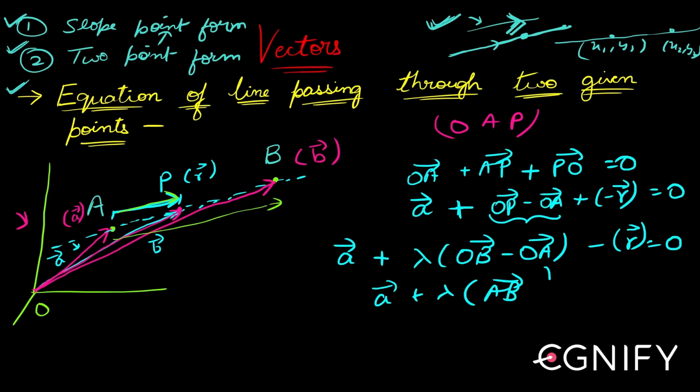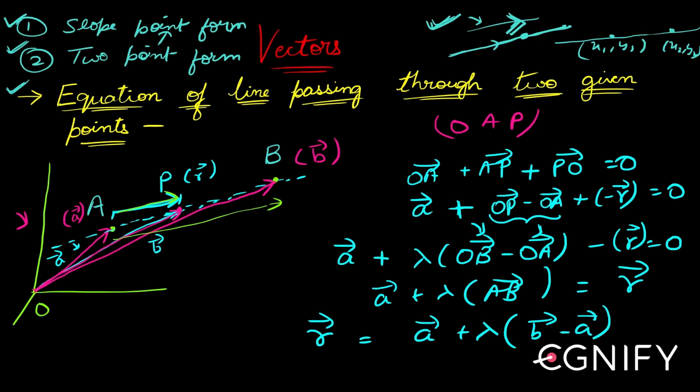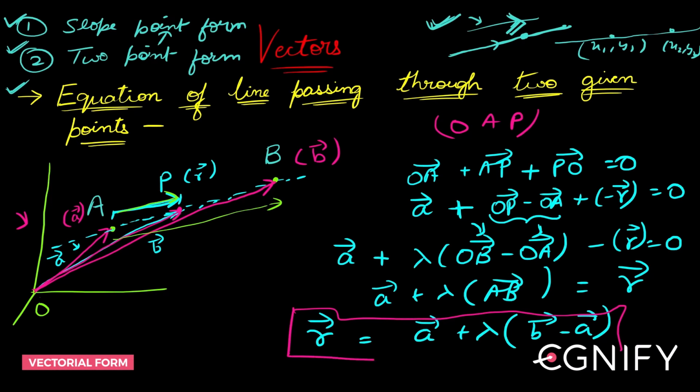Lambda into AB bar is equal to, I'll take the minus R bar, this is your R bar. So R bar is equal to A bar plus lambda into AB bar, which is nothing but OB bar minus OA bar. That means it is B bar minus A bar. So this is basically the vectorial form. This is the vectorial form of the equation of a straight line which passes through 2 points.